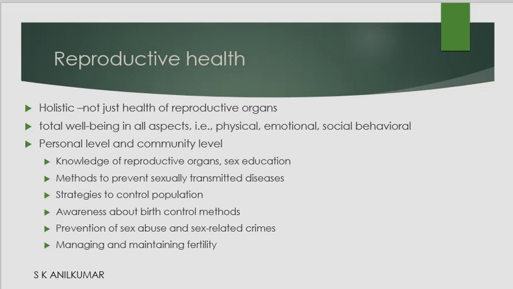One is knowledge of the organs, knowledge of the functioning of the organs and sex education. Then knowledge of the methods to prevent sexually transmitted diseases. And strategies to control population, strategies to control childbirth. Awareness about birth control methods. What are the methods available? Prevention of sexual abuse, prevention of sex related crimes, and managing and maintaining fertility by maintaining a healthy lifestyle.